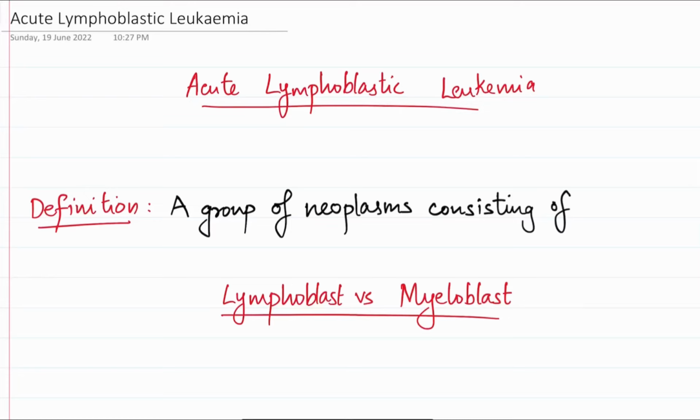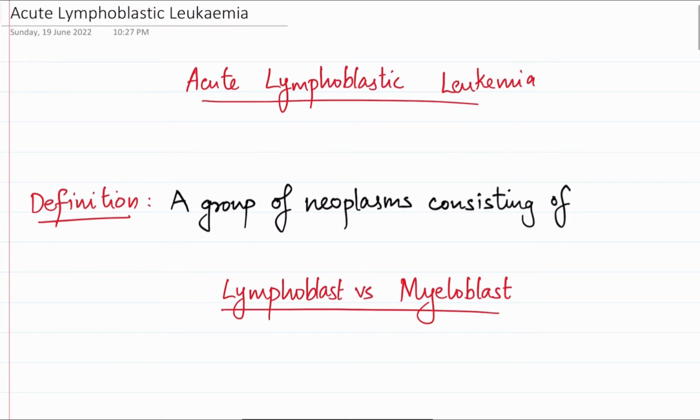In this video, we will be discussing acute lymphoblastic leukemia. So to begin with, let's take each term in that. In short form, it's written as ALL. Now, acute lymphoblastic leukemia, what does the term mean?